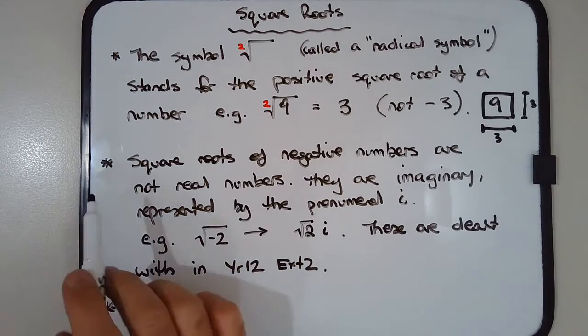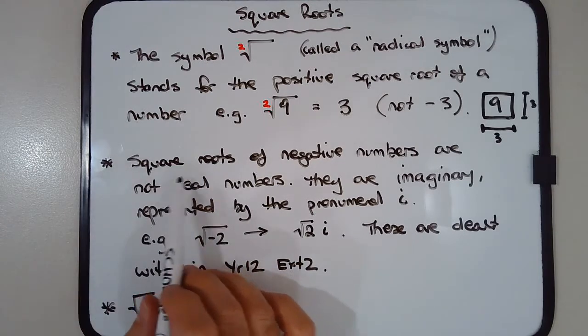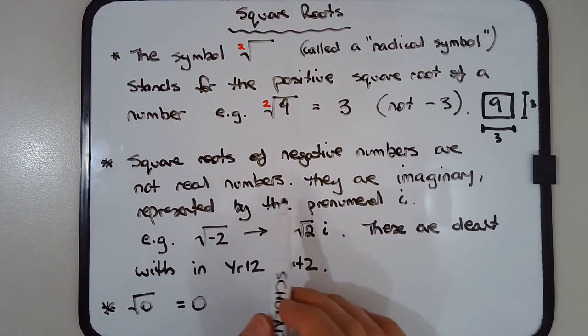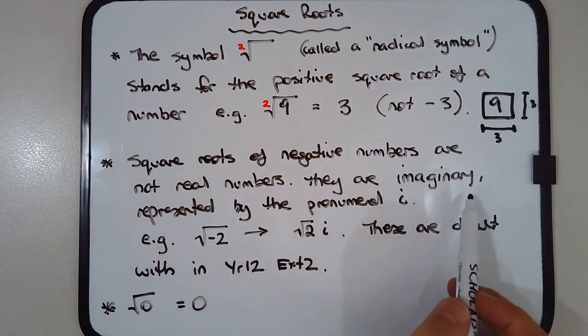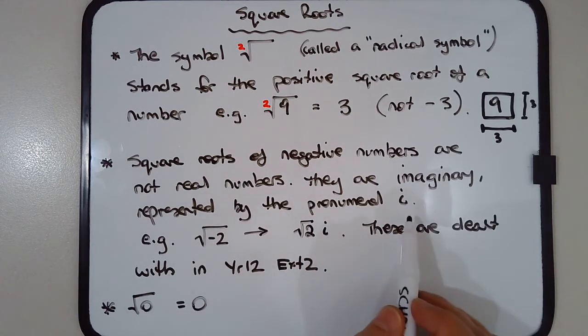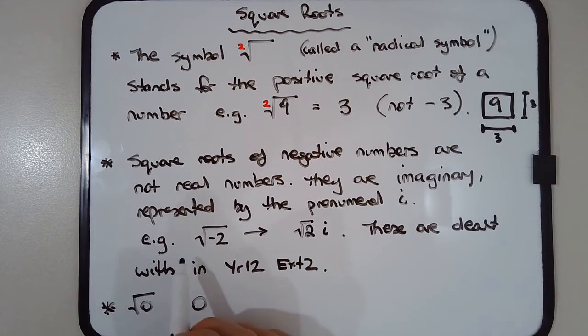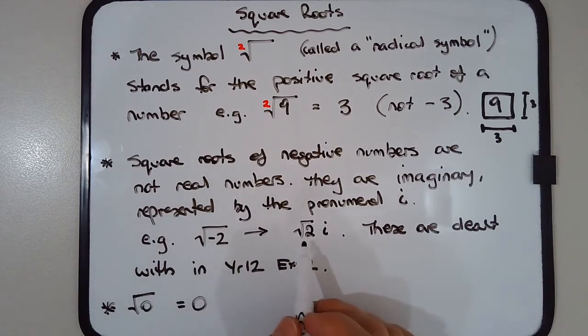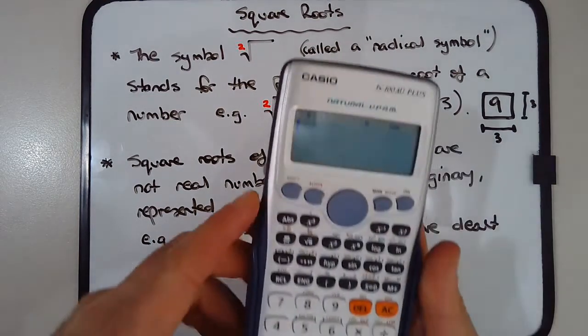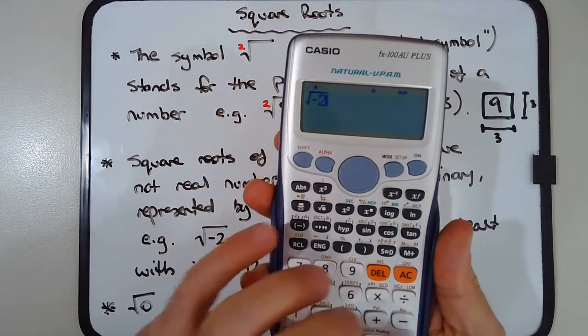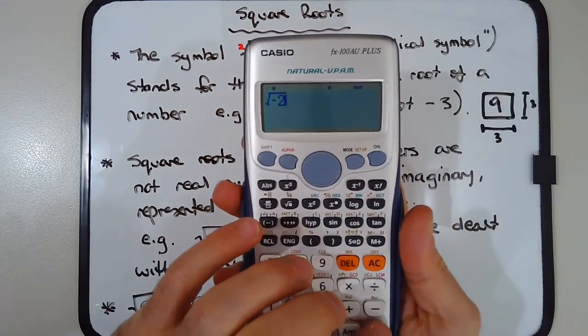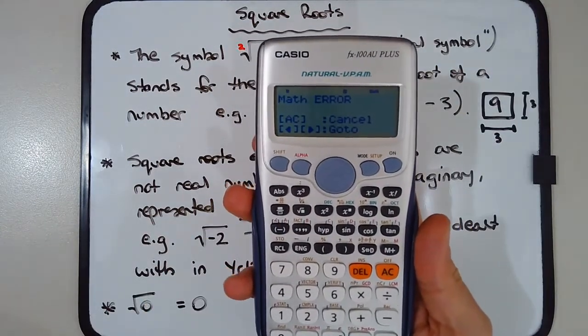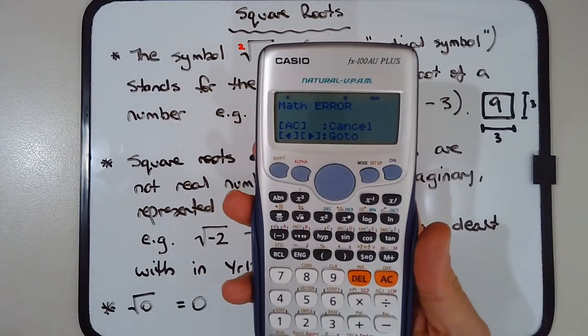The next point is that square roots of negative numbers are not real numbers. Okay, they are what we call imaginary numbers represented by the pronumeral i. So as an example, square root of negative 2 could be written as square root of 2 i. Now, your typical calculator won't know what to do with these. So if I was to put square root of negative 2 in there, drum roll, you get an error. You think, what? Hang on, what's going on here?